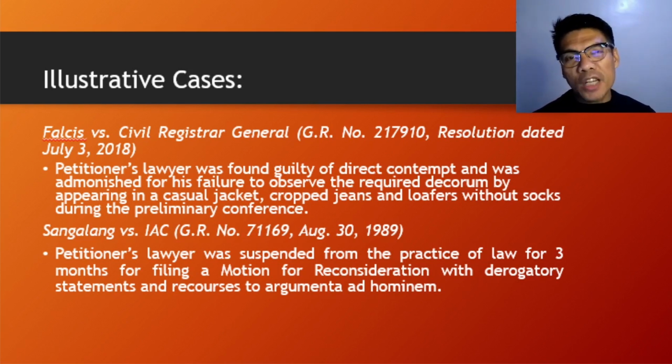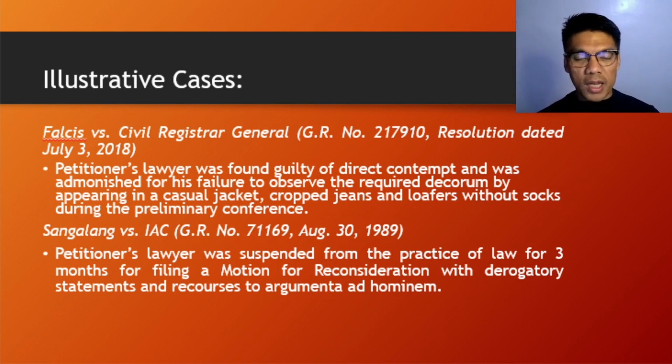But instead of just attacking or pointing out the errors in the assailed decision, the lawyer there went into a tirade against the court, accusing the court of bias and, of course, accusing the court of twisting or raping the law and all that. So there were insinuations which, of course, attacked the personality of the justices as well as the Supreme Court as a whole.